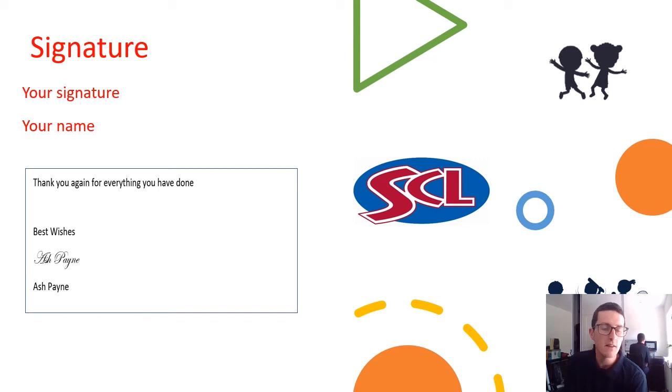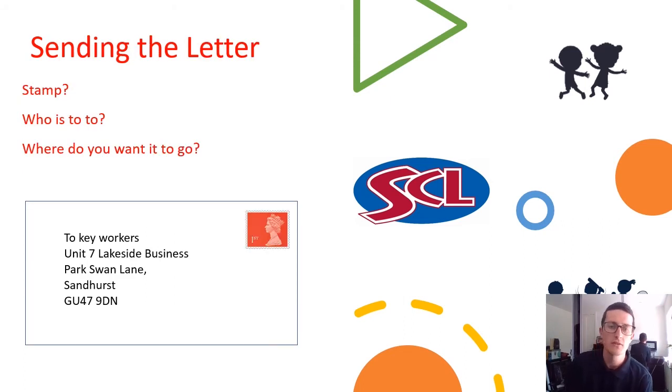Okay guys, so we're nearly there. We've got our letter written, and the next thing we need to do is make sure it gets to where we want it to go. So that brings us on to sending the letter. So what you're going to need to start with is an envelope, and I'm sure an adult can help you find one of these. And once you've got it, you fold your letter up and you pop it in the envelope.